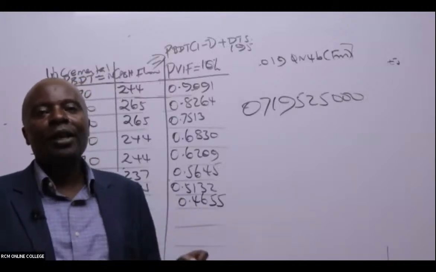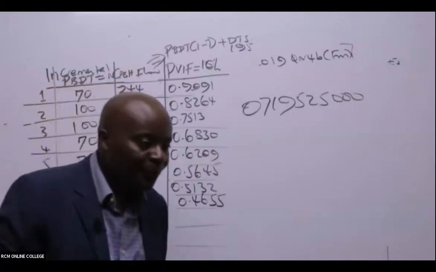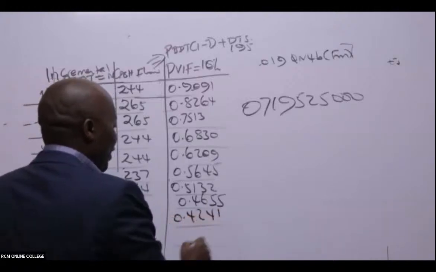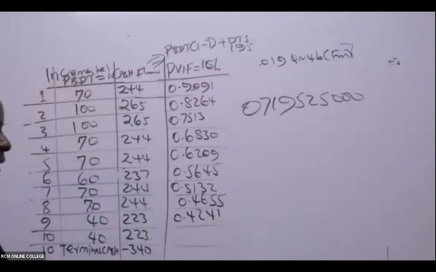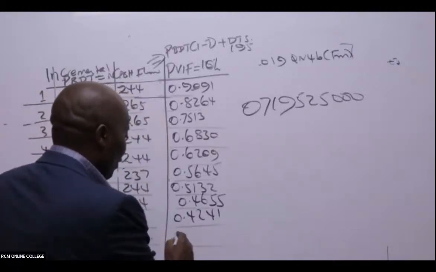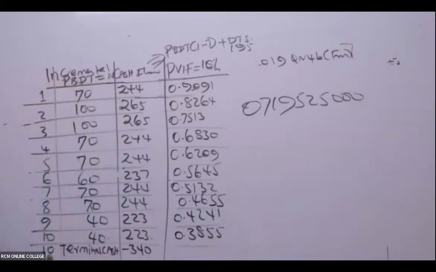Immediately after this, go to Joshua Aura. Joshua Aura will be able to get this video there. 42, 41, 0.4241, like that. And then we go to the 10th year. The 10th year, what do we have? 0.3855. So then what do you think of this terminal cash flow?